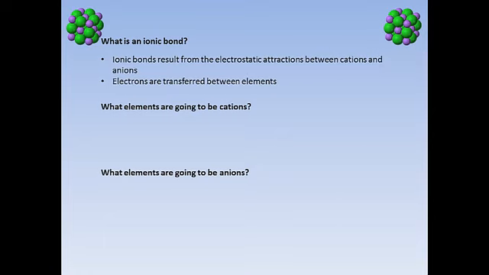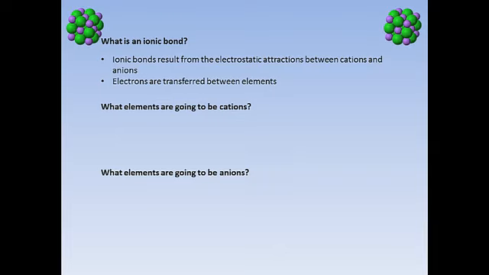Ionic bonds result from the electrostatic attractions between cations, which are positively charged ions, and anions, which are negatively charged ions. In these bonds, electrons are transferred between elements.